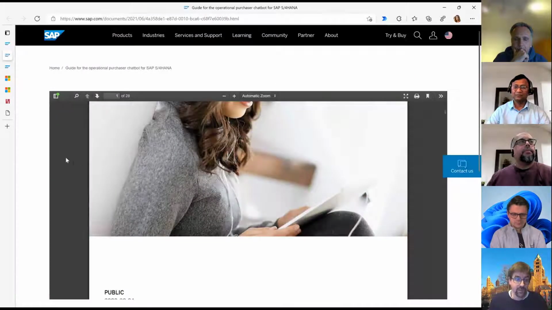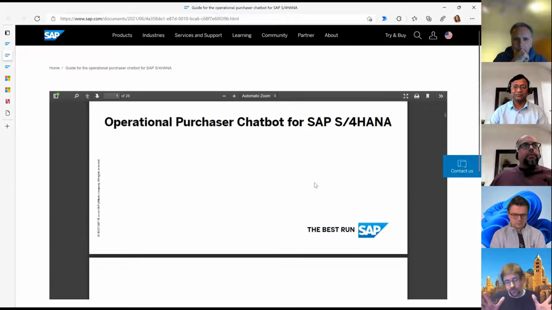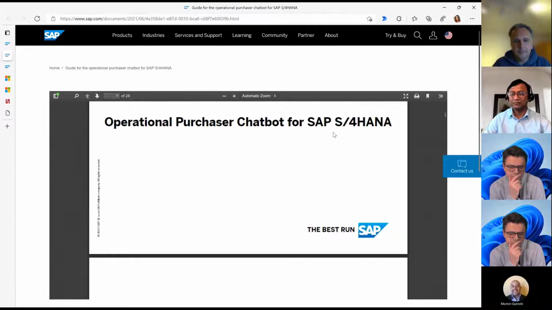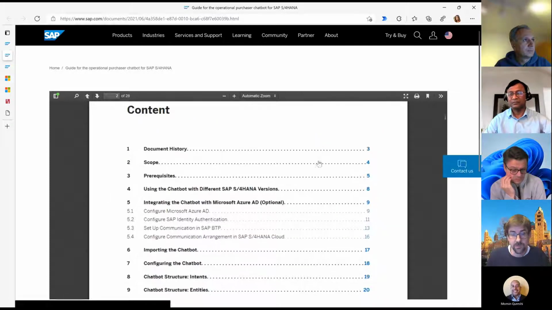Another blog post, or actually a document, is the purchaser chatbot for SAP S/4HANA. You might remember we have talked about the collaboration between SAP and Microsoft when it comes to the Teams integration. We talked about the SAP Sales Cloud integration and about these scenarios by design in Teams. Now SAP released this document that talks about the SAP S/4HANA chatbot integration into Teams.